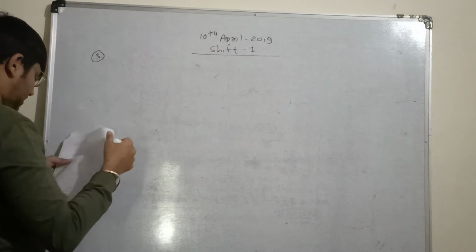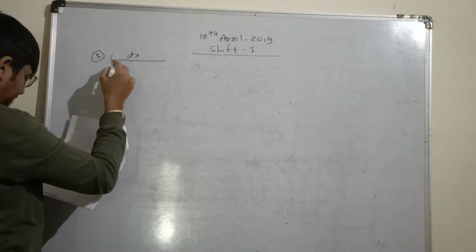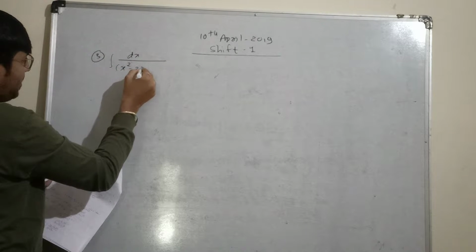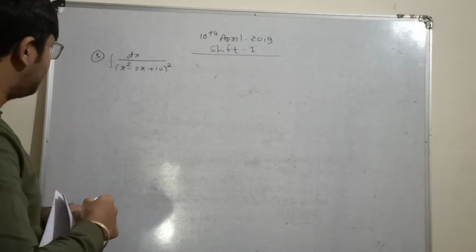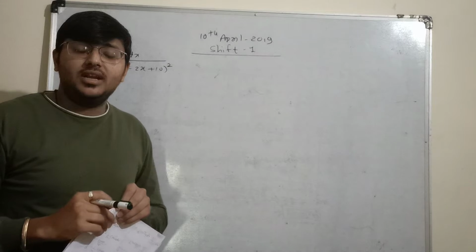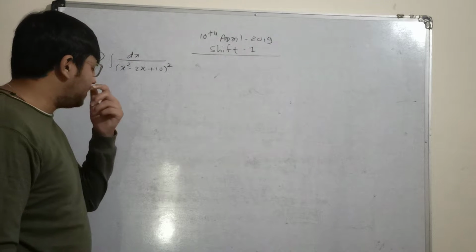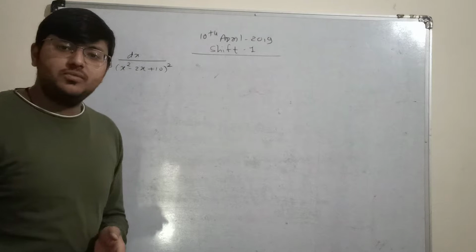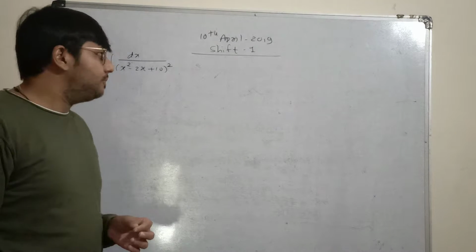Number 3, third number, we have an integration dx by (x square minus 2x plus 10) whole square. We have to find out the answer of this integration. So now let me give you a point that this kind of integration is one of the newly question which were asked in this year also as well as previous years also.